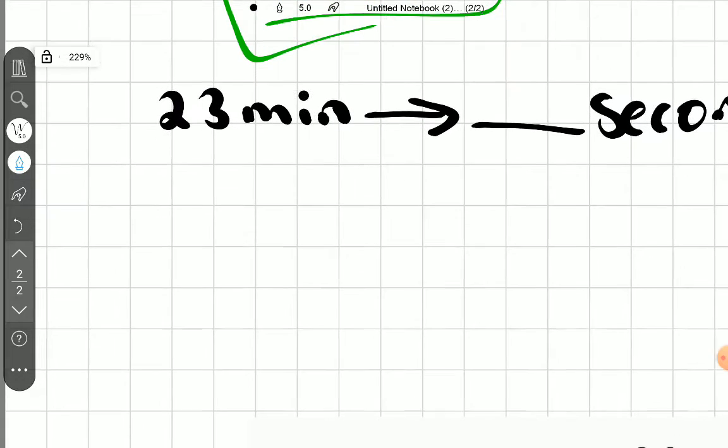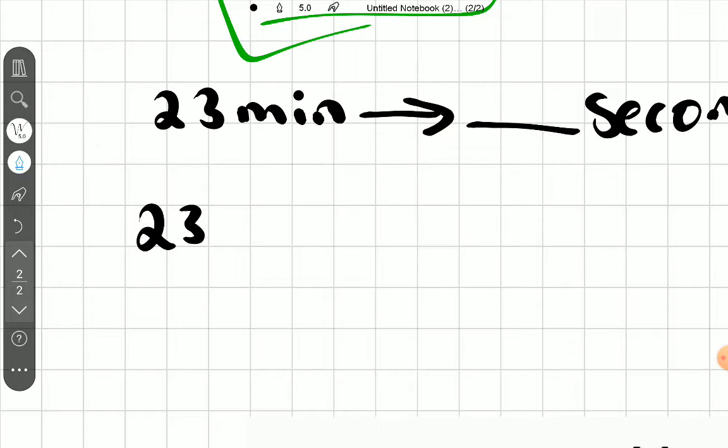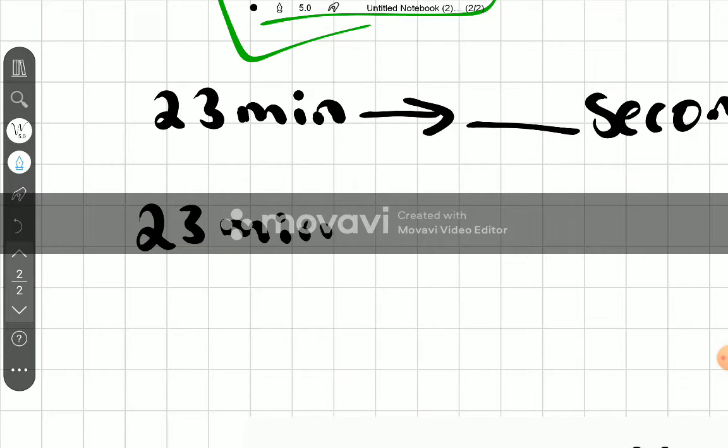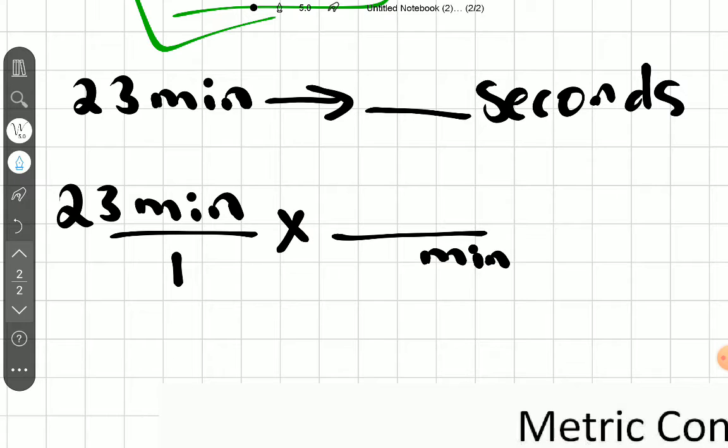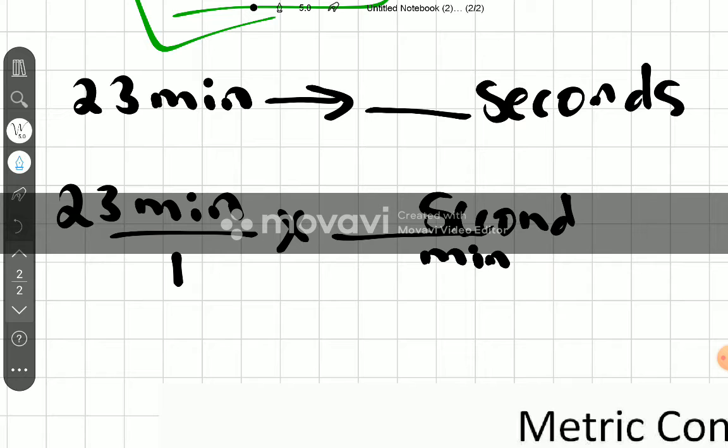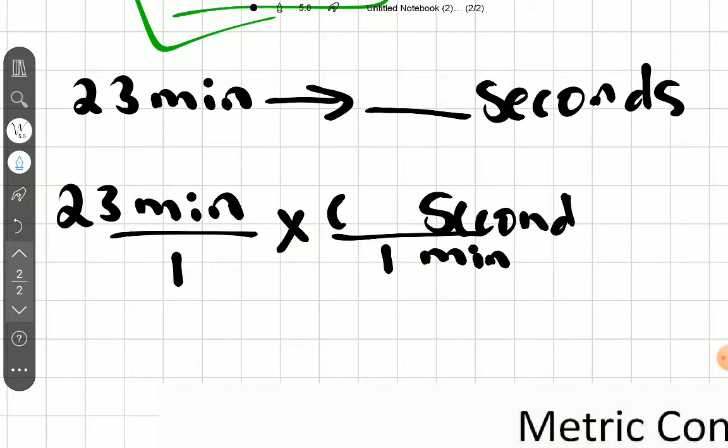Okay, so basically we're going to do the fraction thing again. So 23 minutes, and again we don't have a unit on the denominator, so we can just write 1, and we're going to multiply, and we want to get rid of minutes, so it's going to be at the bottom. And we want seconds, so it's going to be at the top. And the way you know which one is the 1, like 1 second or 1 minute on the fraction, the larger unit is the 1, so that the smaller unit can actually be a whole number. So 1 minute has 60 seconds in it.